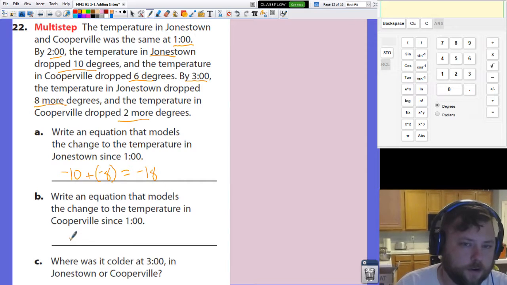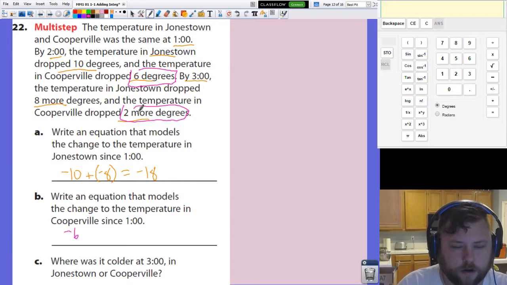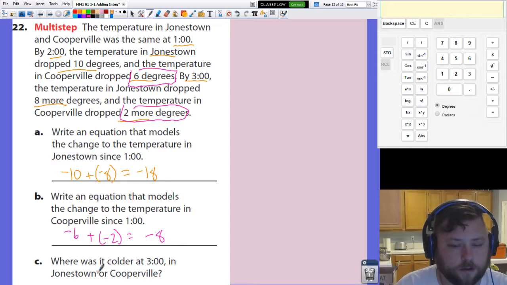Now do the same thing for Coopersville. If you do it for Coopersville, it goes down 6 degrees first, so negative 6. And then it goes down 2 more degrees, so plus negative 2, which is negative 8. So where was it colder at 3 o'clock, in Jonestown or Coopersville? I'm going to leave that to you to answer.